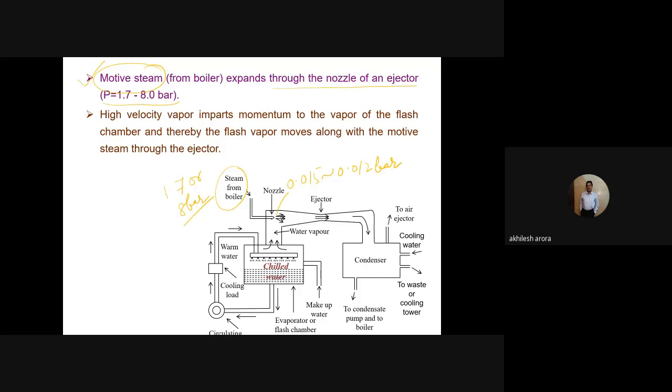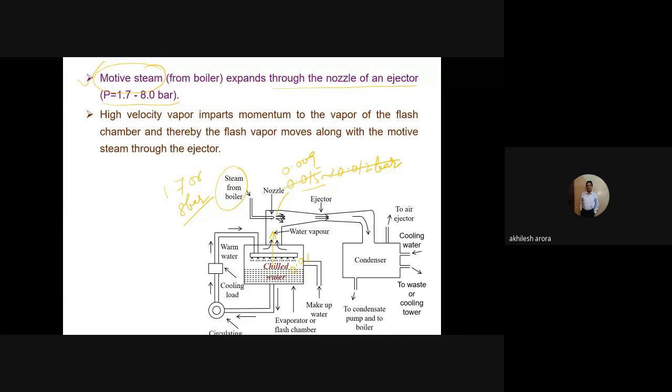As I told you, the pressure here will be even lower than the pressure existing in the chilled water tank, the evaporator. If I say the pressure there is 0.01 bar, the pressure here is even lower than this, say 0.009. Because if the pressure here is lower, then the vapor automatically has the tendency to move to a lower pressure area.